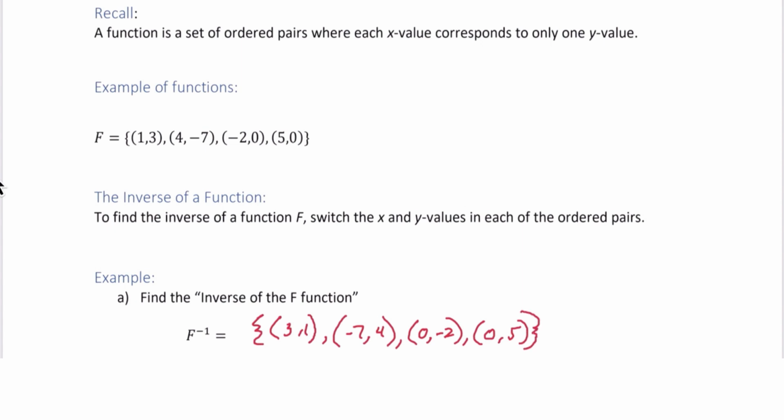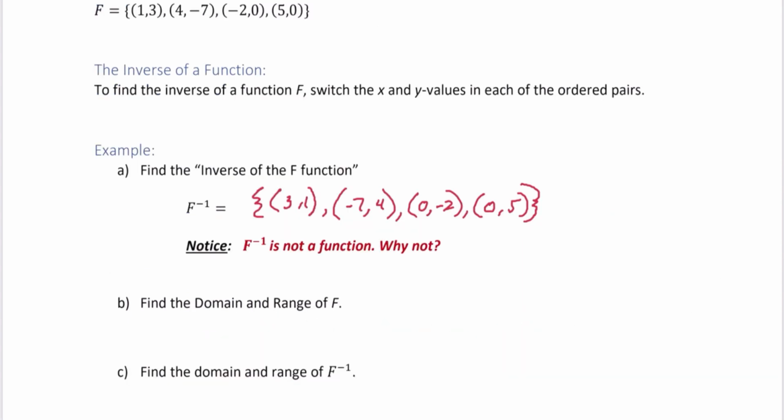This is f inverse. Notice that f inverse is not a function, and that's because the x value 0 corresponds to -2 and 0 corresponds to 5. That particular x value corresponds to more than one y value, which means f inverse itself is not a function.